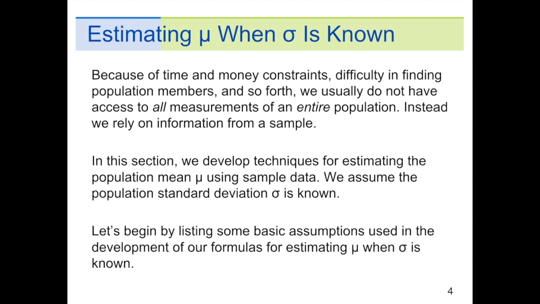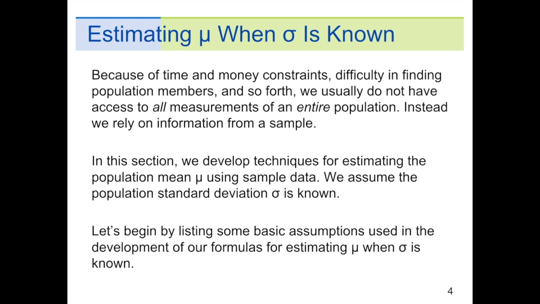Because of time and money constraints, difficulty in finding population members, and so forth, we usually do not have access to all measurements of an entire population. Instead, we rely on information from a sample. In this section, we develop techniques for estimating the population mean mu using sample data. We assume the population standard deviation sigma is known.